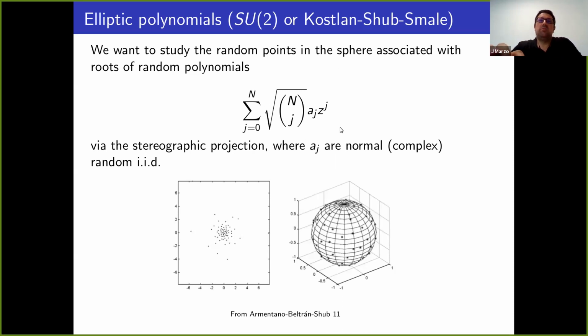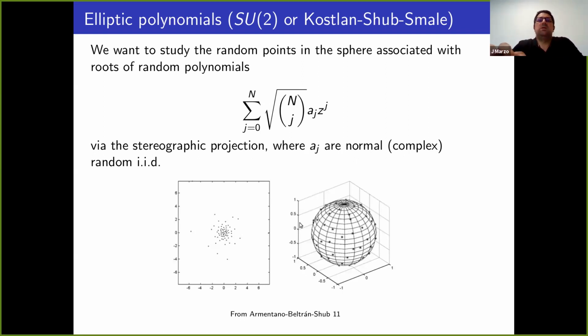So the point is that these are polynomials in C. As you can see, the square root of n choose j, and the a_j are independent standard normal complex random variables. So these are random objects, and therefore the zeros are also random objects. But they behave surprisingly well.